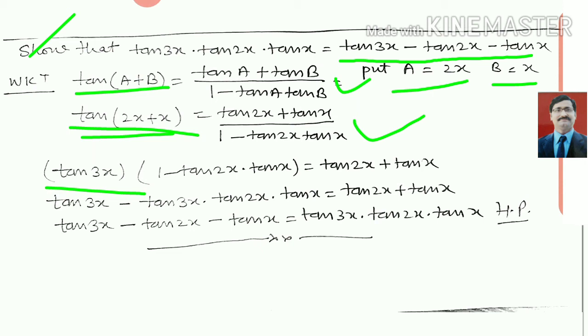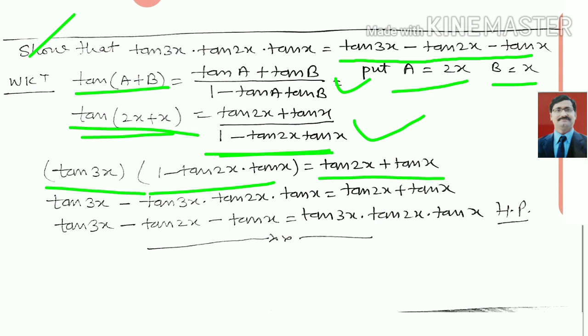And look here, we do cross product. Cross product will be tan 3x into 1 minus tan 2x into tan x equal to tan 2x plus tan x we get. Now open the bracket, you get tan 3x minus tan 3x into tan 2x into tan x equal to tan 2x plus tan x.